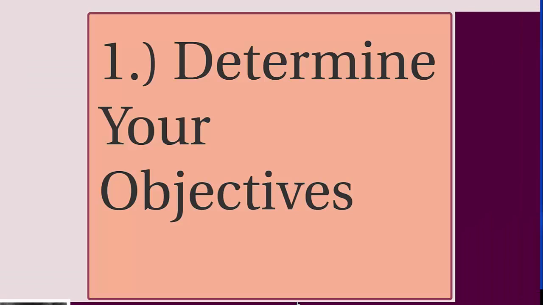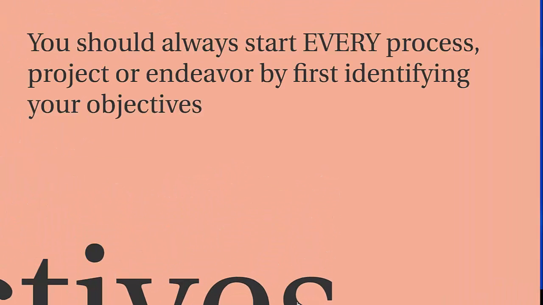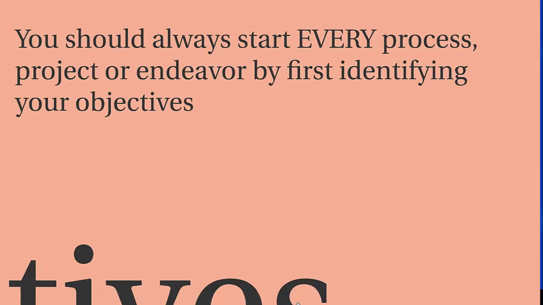The first step of risk management is to determine your objectives. You should always start every process, project, or endeavor by first identifying your objectives, whether it's going to school or when you're studying for a test and what you want to accomplish. You need to identify your objectives in order to appropriately determine the steps to reach those objectives.